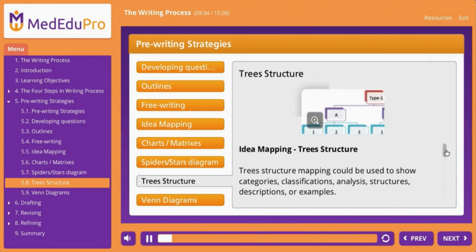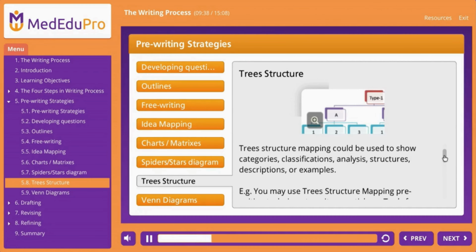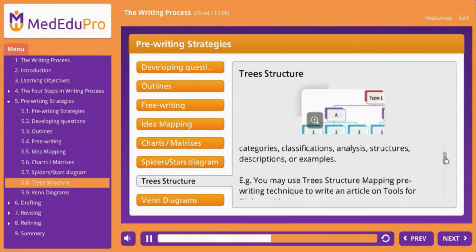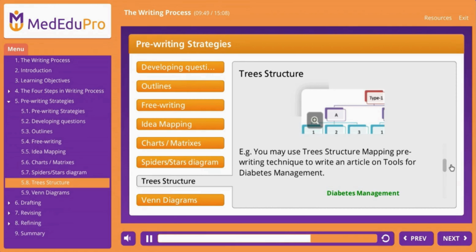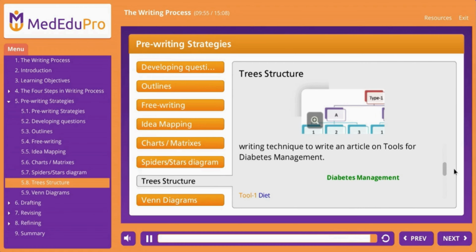Idea mapping, tree structure. Tree structure mapping could be used to show categories, classifications, analysis, structures, descriptions, or examples. Example: you may use the tree structure mapping pre-writing technique to write an article on tools for diabetes management.